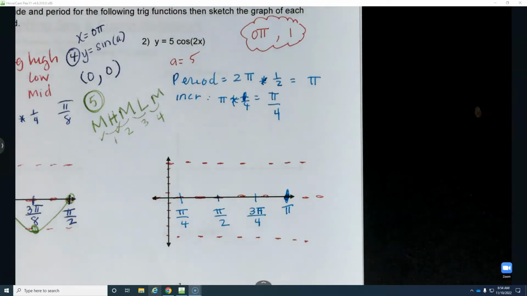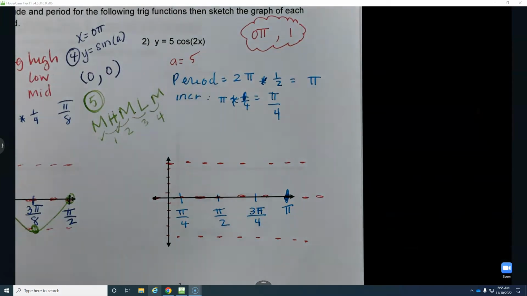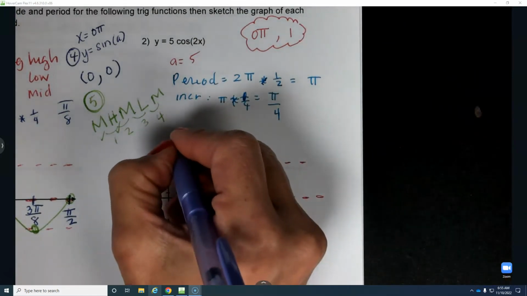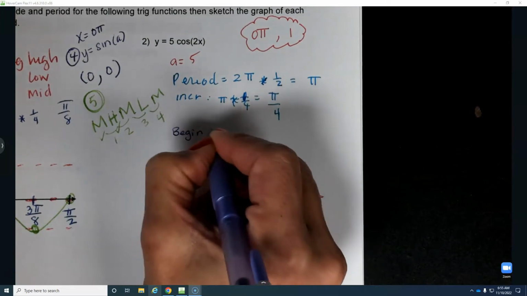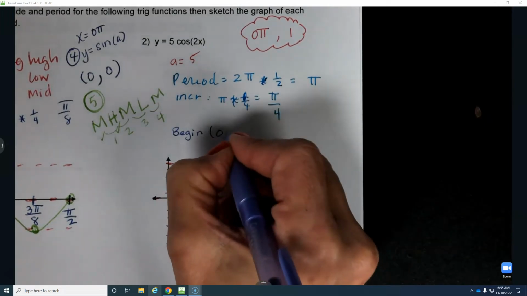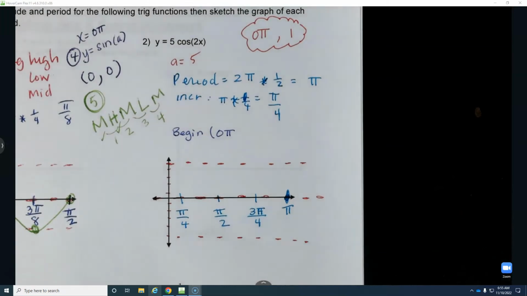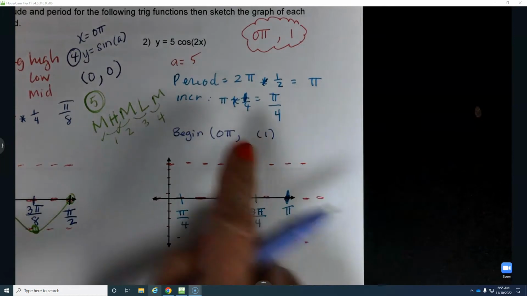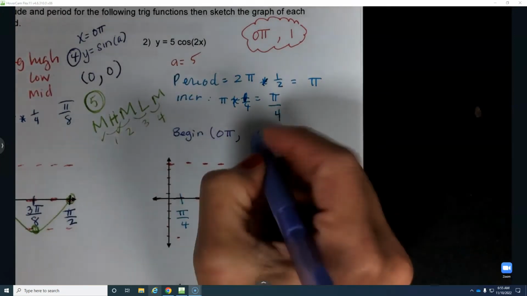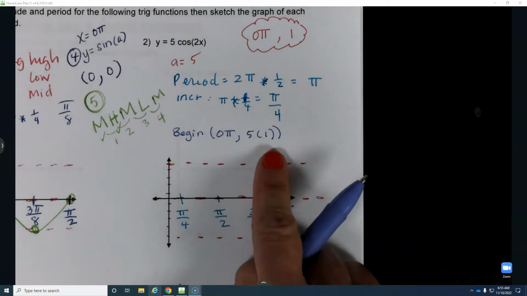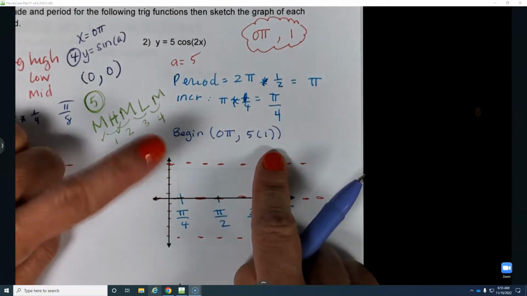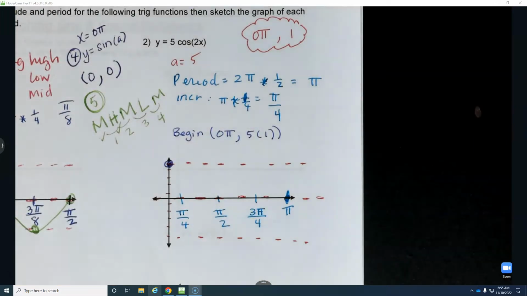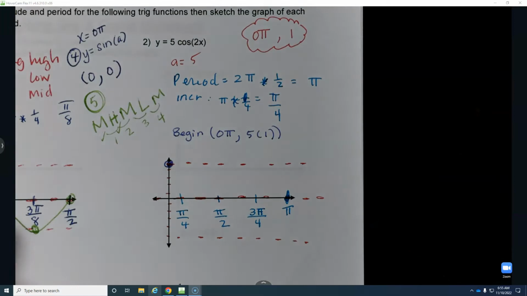Now we're going to go ahead and plot the beginning of the graph. So remember this concept right here. To find the beginning, remember, we're trying to analyze where 0 pi is. And remember, that's the cosine value, guys. And if that's the cosine value, which is 1, you're always going to multiply it by your A value. So the beginning of this graph starts up here at 5. All right, guys.